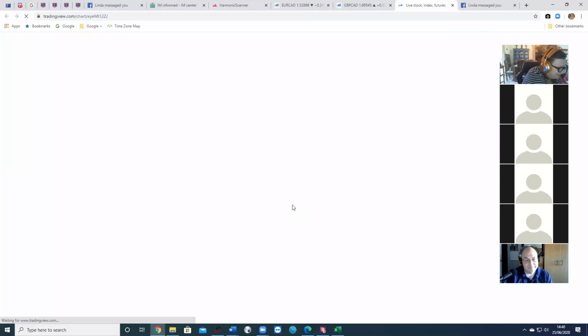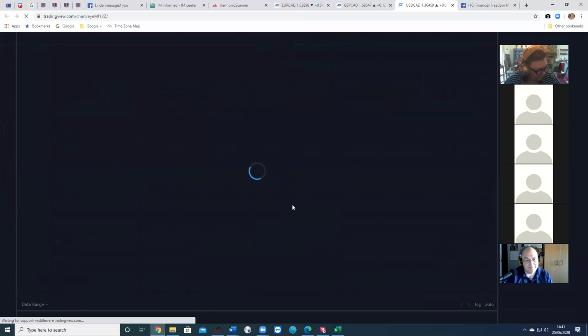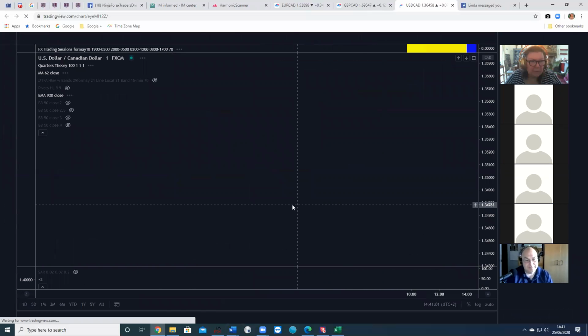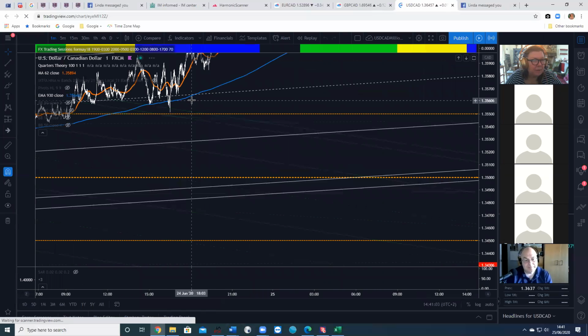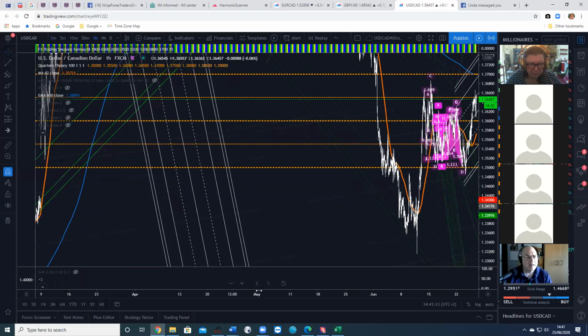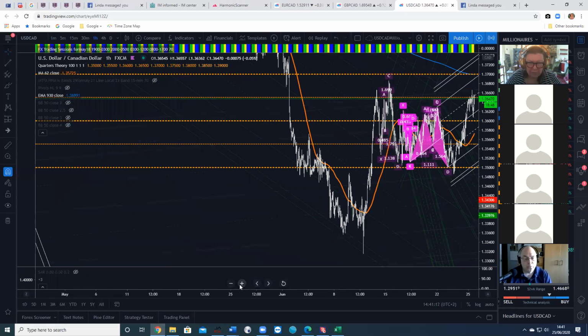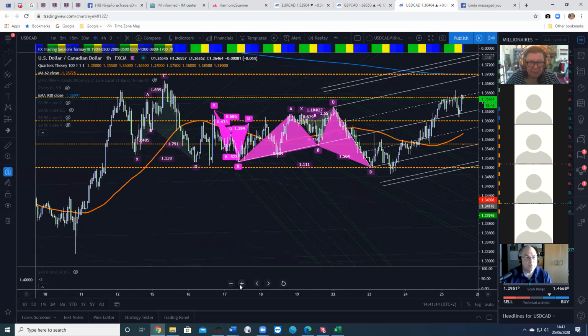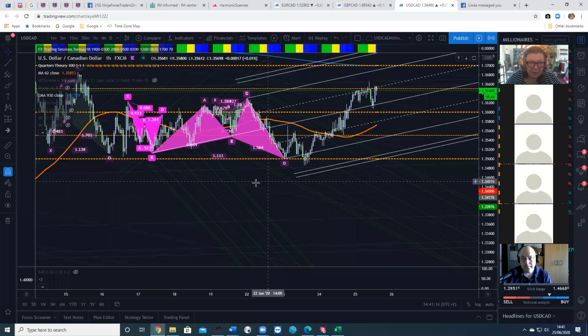USDCAD. Have I missed any scans on this one? Does anyone know? You see when my last one is. So my last one was a buy scan from the 23rd of June, still on its way up.